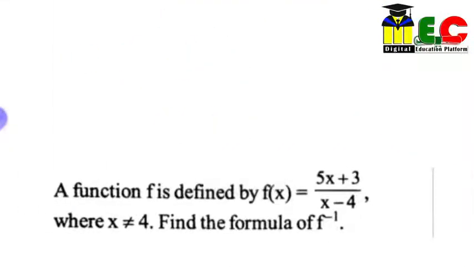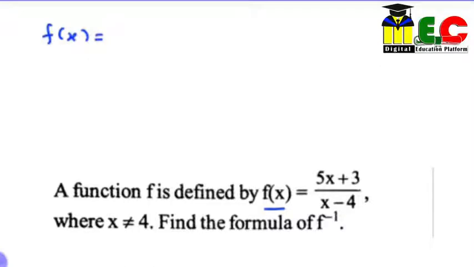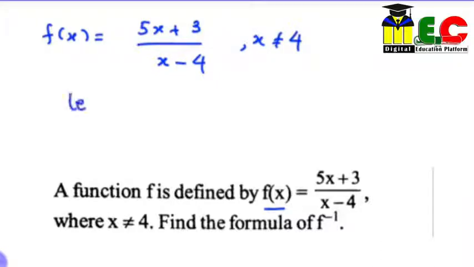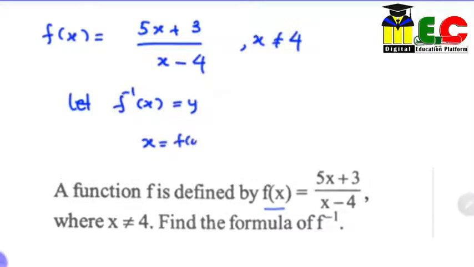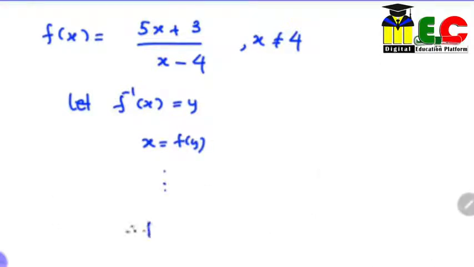Now the next question. A function f is defined by f(x) equals 5x plus 3 by x minus 4, x is not equal to 4. Find f inverse. Let f inverse of x equal to y, so x is equal to f(y). Now f inverse of x equals 4x plus 3 by x minus 5.